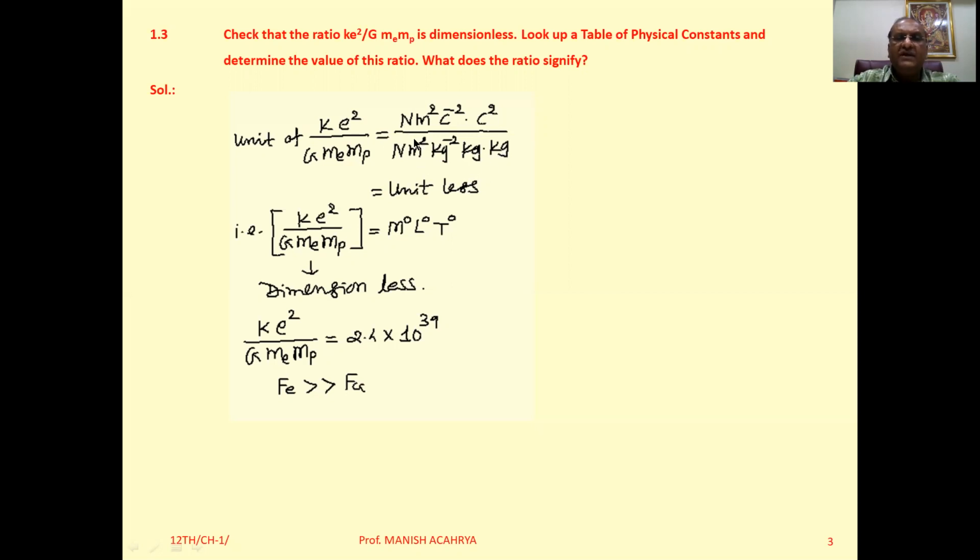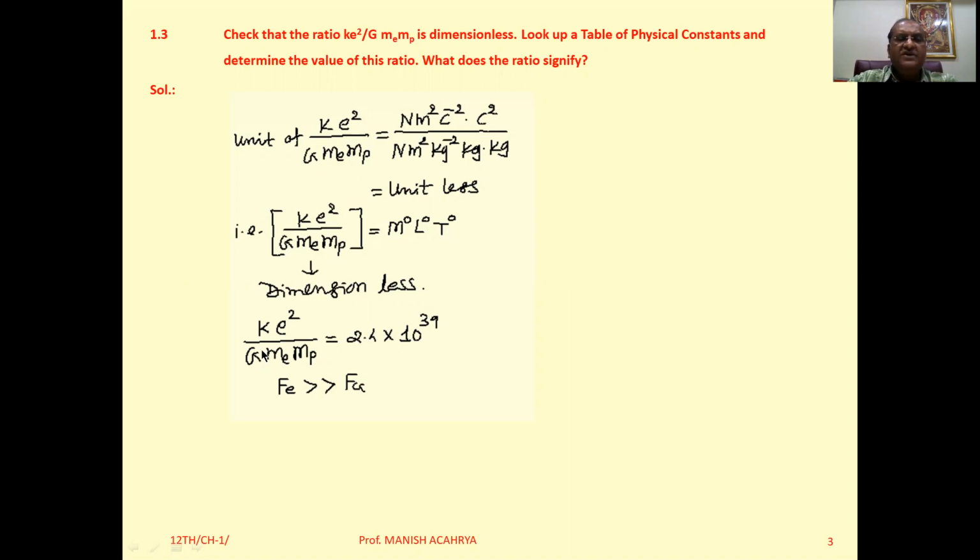So Newton cancelled, meter square cancelled. This Coulomb raised to minus 2 and Coulomb square cancelled. Kilogram raised to minus 2 and kilogram square cancelled. Means this ratio, that is unitless. Unitless means it is dimensionless. So dimensions of K e square upon G me mp, that will be M0 L0 T0. Okay.